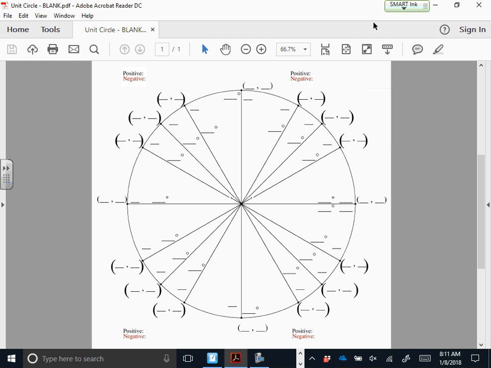I gave you a blue 45, 45, 90 triangle. If our hypotenuse is 1, what are the legs? Radical 2 over 2. In order to get from hypotenuse to legs, we have to divide by radical 2. 1 over radical 2 has to be rationalized. Okay? Let's talk about our pink triangle.